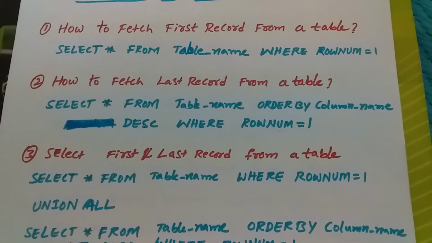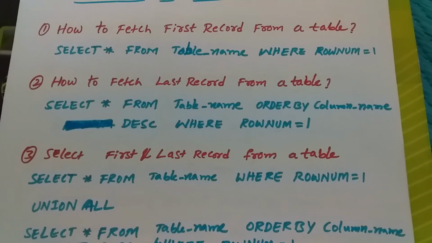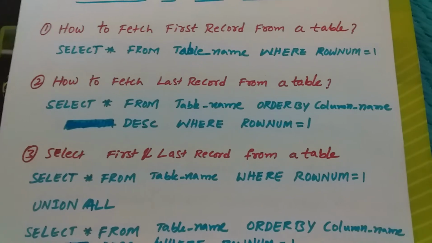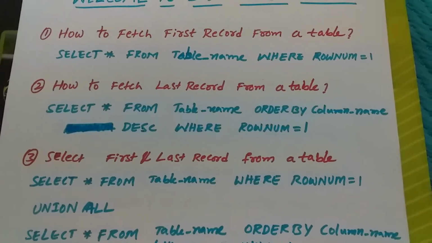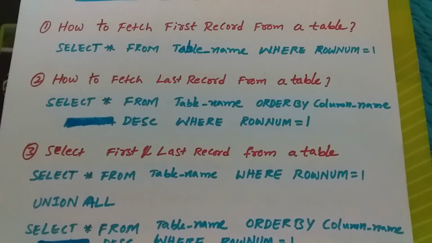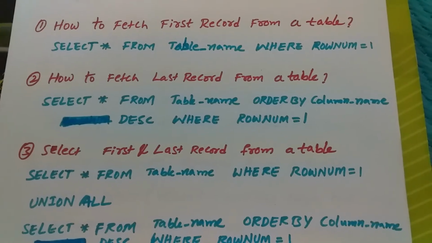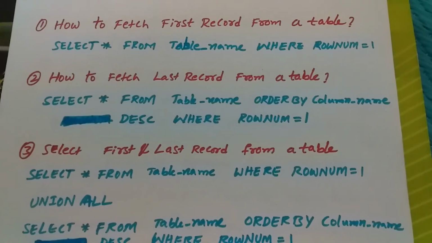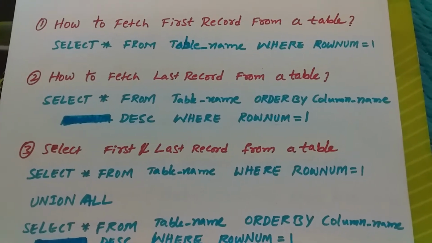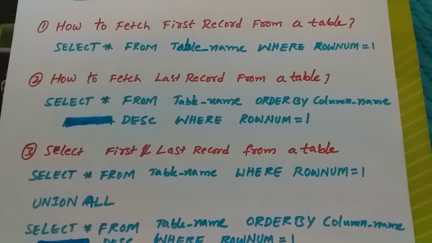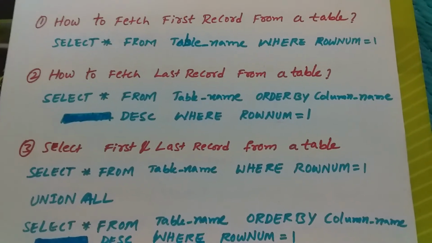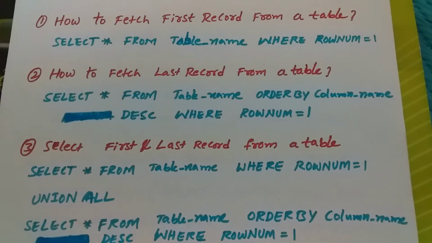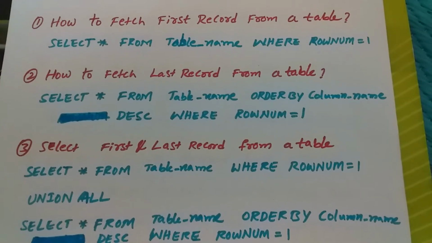So here it will change the order of the records to a decreasing order. So the last record will come first, and here I use the keyword rownum equal to 1 so that we'll get the last record with this query.